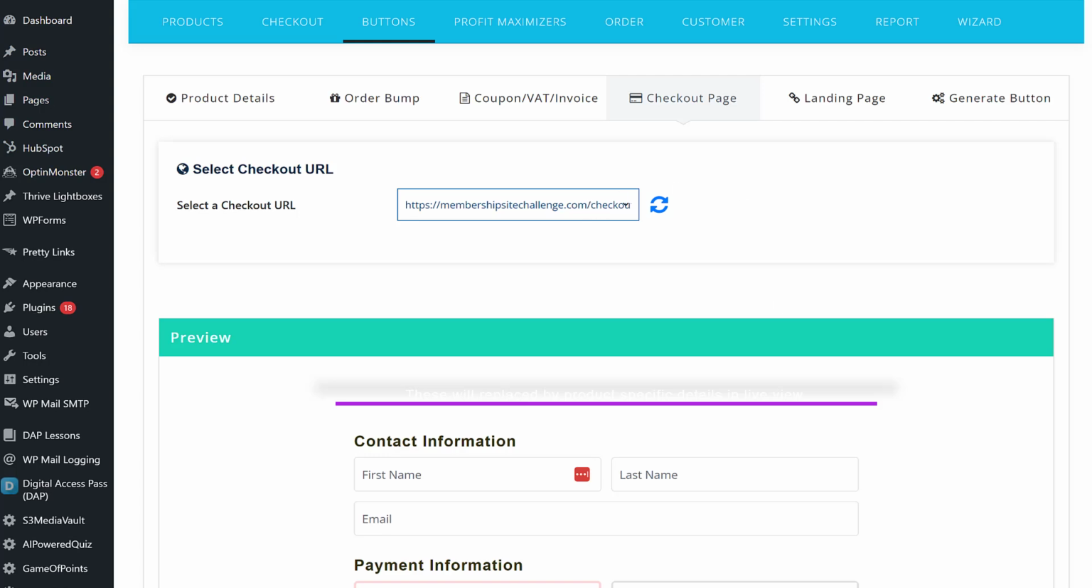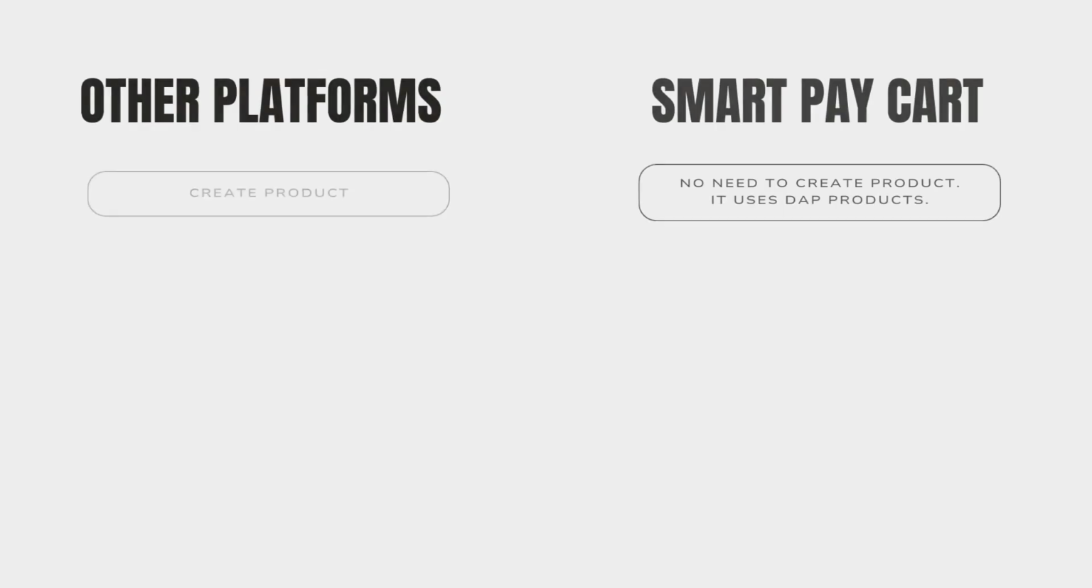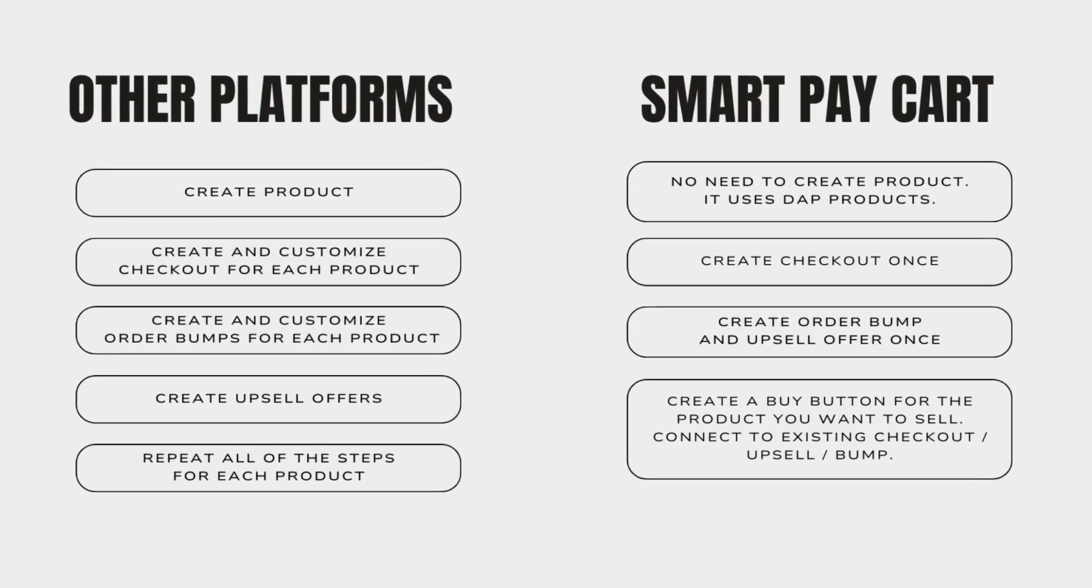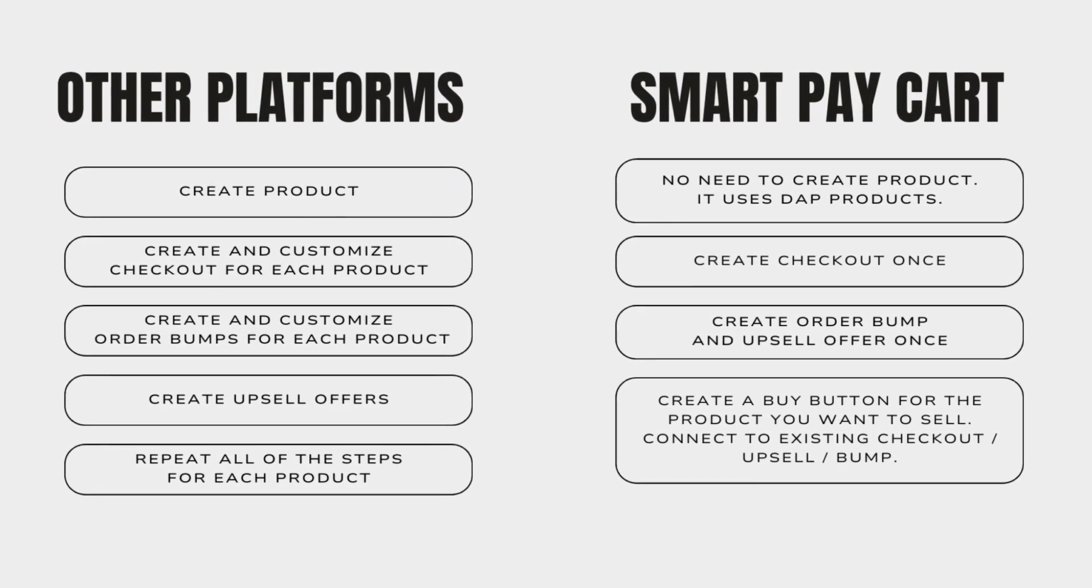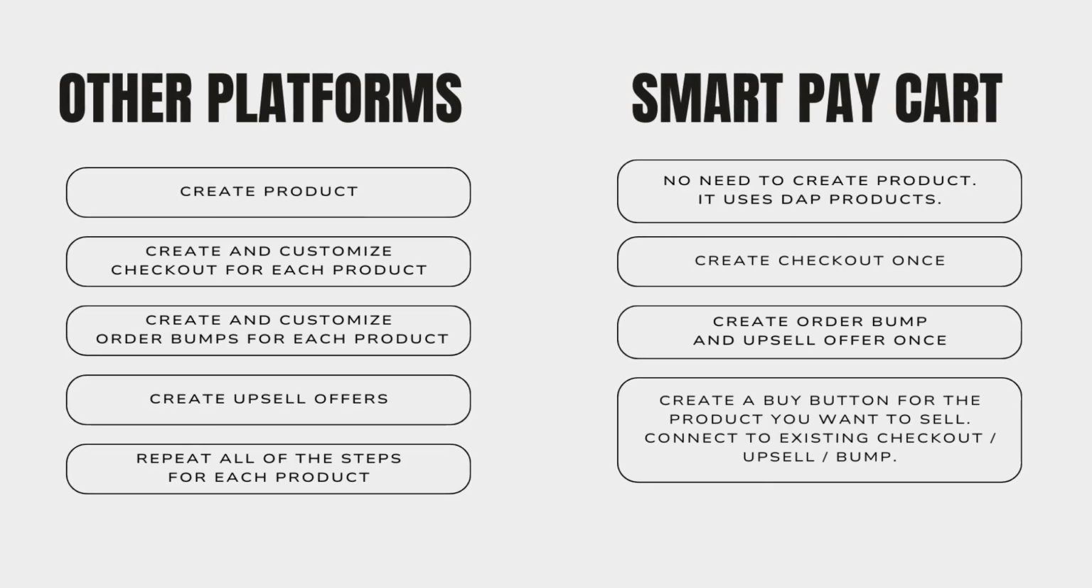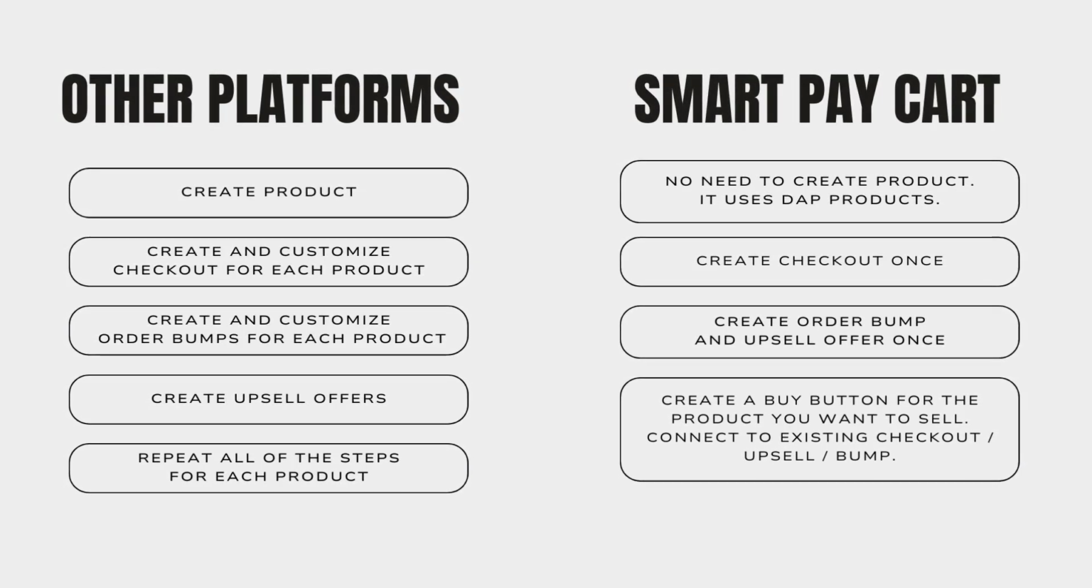This is not what you do with most shopping cart platforms because they make it way more complicated. You have to first create the product, then you have to create a checkout page. You have to customize that checkout page for each one of your products. That's so much work and it's really not required. When you use SPC, you don't have to do it.